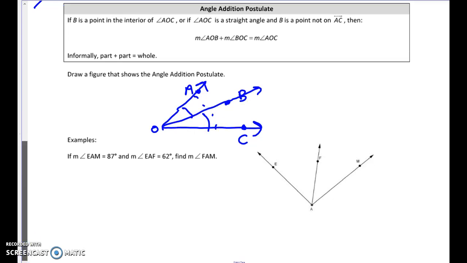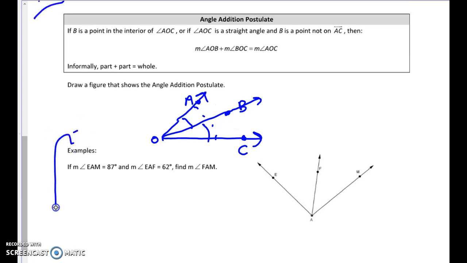I want you guys now to look at this example right here and see if you can find the value of FAM. FAM being this angle here.